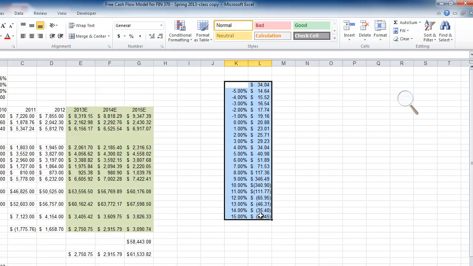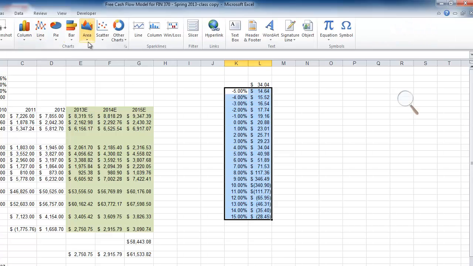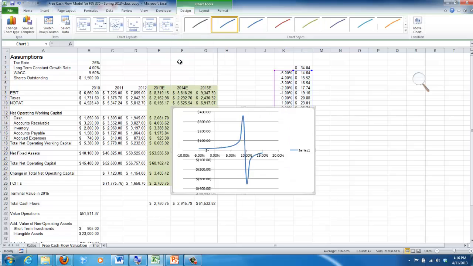And if you want a nice little graph, you get something really weird looking like this, where the value increases and increases and increases up to that 9.5%, and then it drops. Okay, and that's just because of how we calculate it. We can't have this down here. We can never have a negative stock price. So what we see is that the stock price increases with the growth rate up to the weighted average cost of capital.